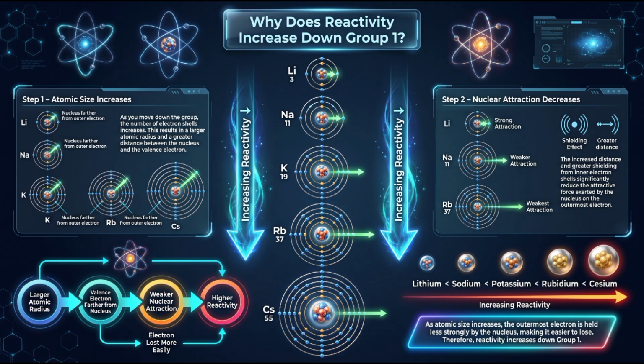Another important point is that this trend is opposite to the behavior of nonmetals such as the halogens. Nonmetals react by gaining electrons, not losing them. Therefore, their reactivity decreases down the group because larger atoms attract incoming electrons less strongly. Metals and nonmetals therefore show opposite reactivity trends because they participate in chemical reactions differently.